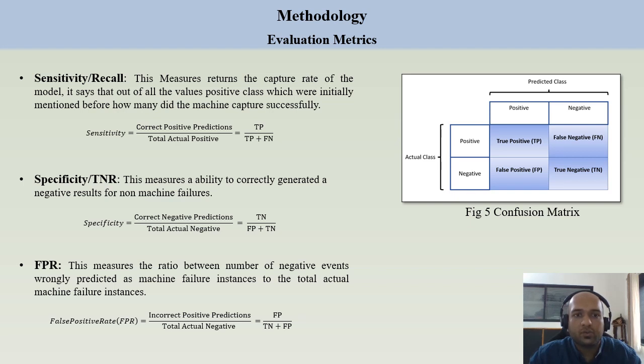Specificity, or true negative rate, measures the ability to correctly generate a negative result for non-machine failures. That is, correct negative predictions to the actual negatives. Next one is the false positive rate. This measures the ratio between the number of negative events wrongly predicted as machine failure instances to the total number of actual negative instances, that is, incorrect positive predictions to the total actual negatives.